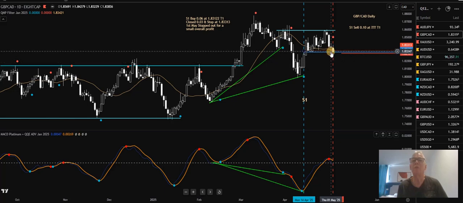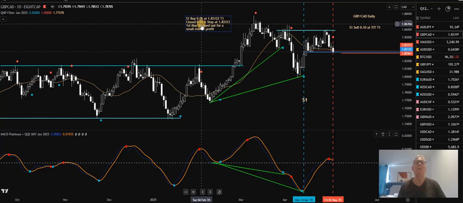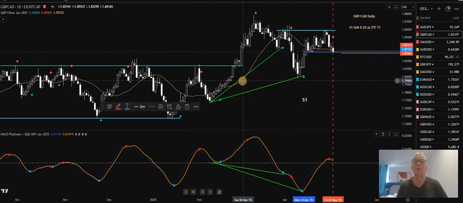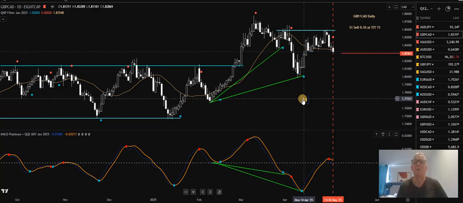So we stopped out on the first. It was actually this one here. It stopped out for a small overall profit. So we can get rid of this, which we'll do, so we're not going to cause any confusion. So that buy is gone, no longer a thing. And there it is there. So we'll get this over here.